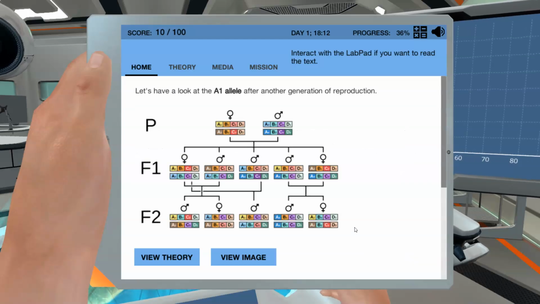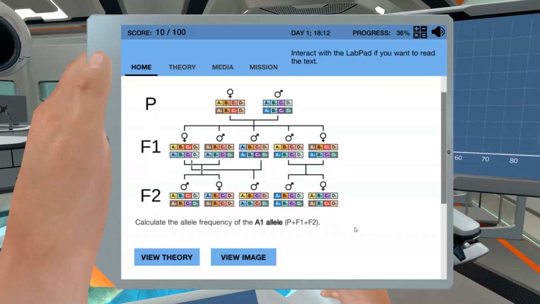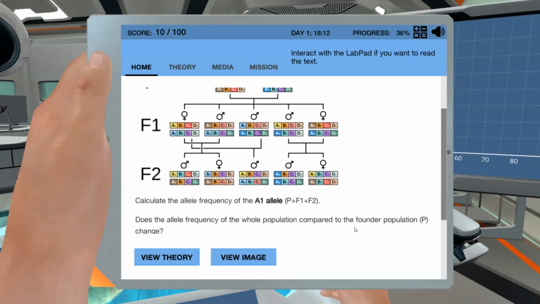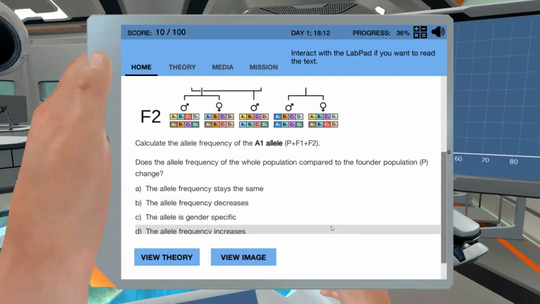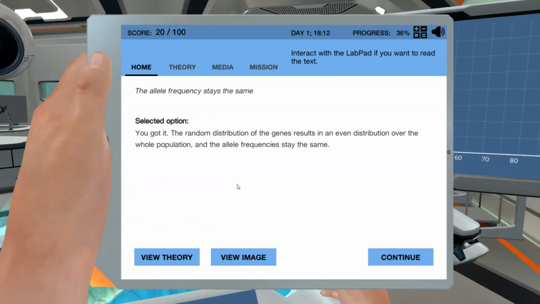Let's have a look at the A1 allele after another generation of reproduction. Calculate the allele frequency of the A1 allele. Does the allele frequency of the whole population compared to the founder population change? You got it. The random distribution of the genes results in an even distribution over the whole population, and the allele frequencies stay the same.